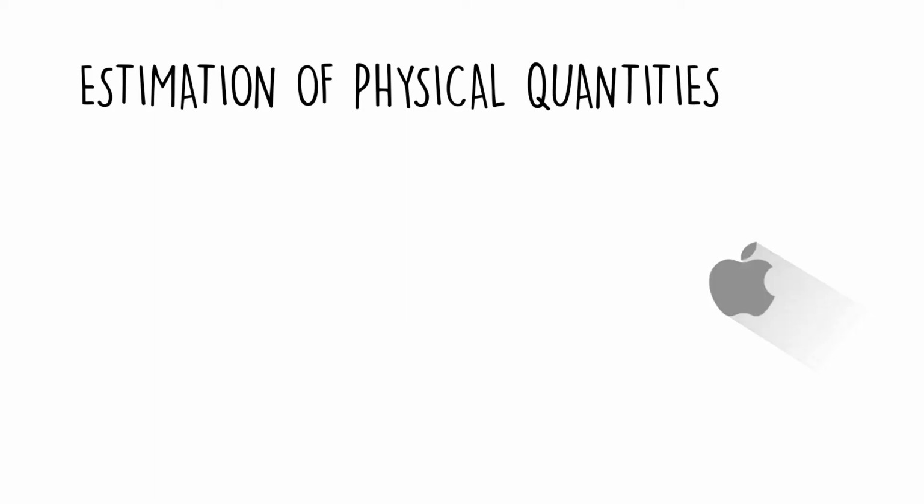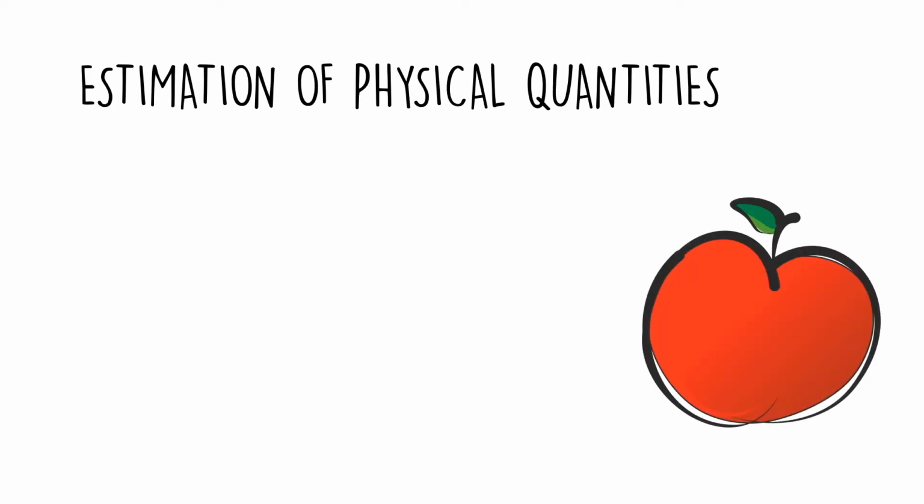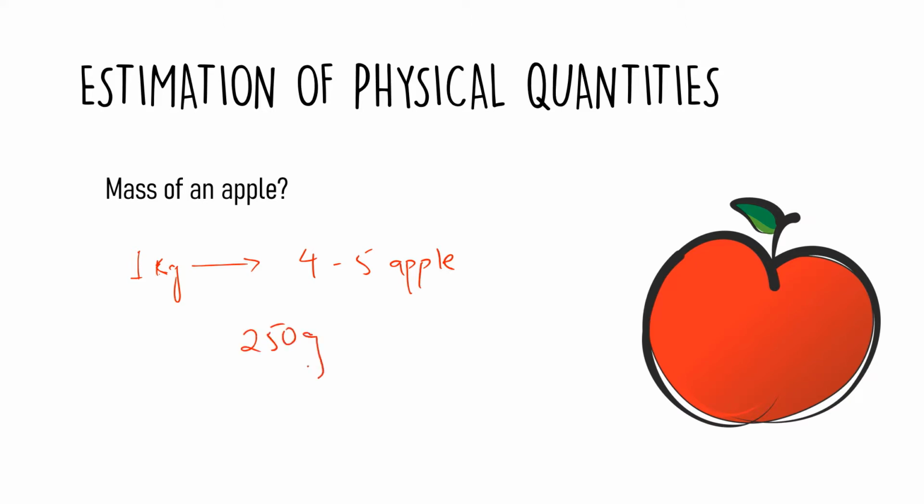So let's begin. What is the mass of an apple? Well, not the apple that I showed you, but this one. For this, we will just imagine things that we can compare this with, things that we already know about. From my perspective, when I buy 1 kg of apples, I get around 4 to 5 apples in it. So I can break this down to 250 grams per apple.